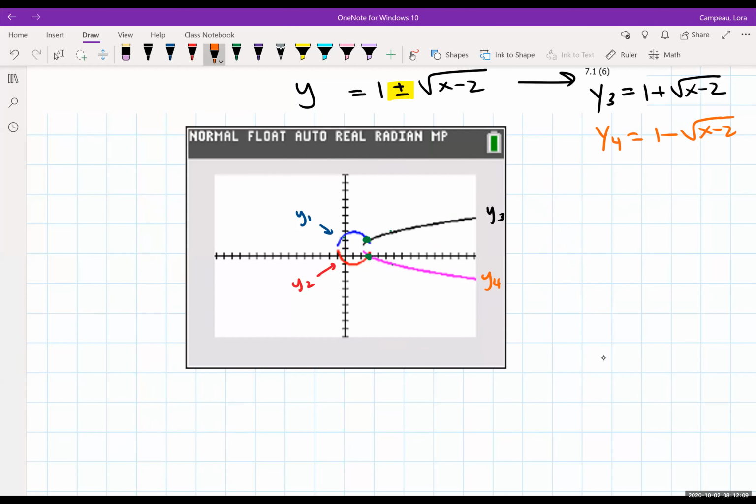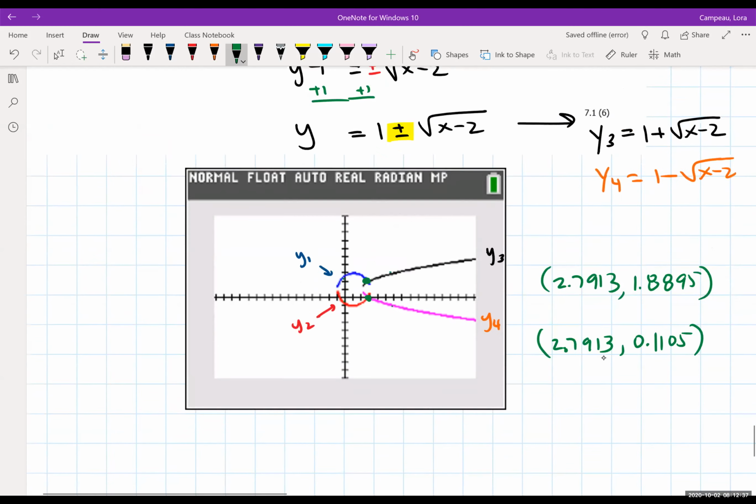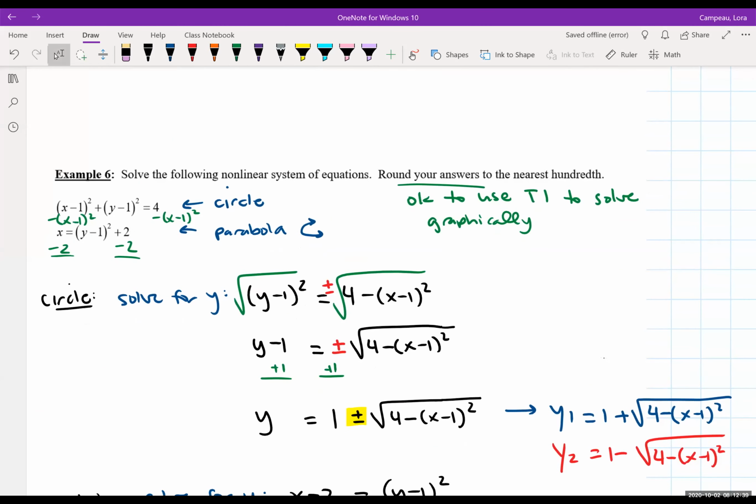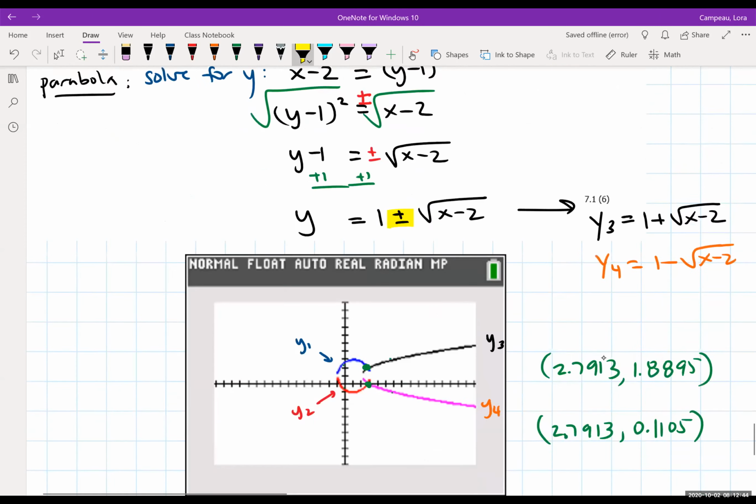And the first point we saw, I have the X value for this one, the top point. I think I got 2.7913, 1.8895, and then the bottom point 2.7913. So they're symmetric about the x-axis at least. 0.1105. Now double check one more time. We're going to look at the directions, and I suspected it was the nearest 100th. So that's all we have to do.